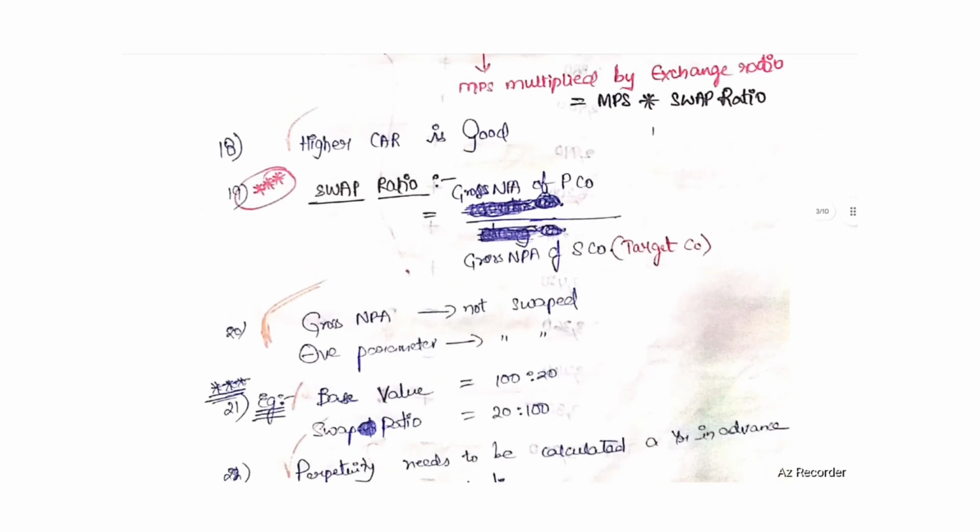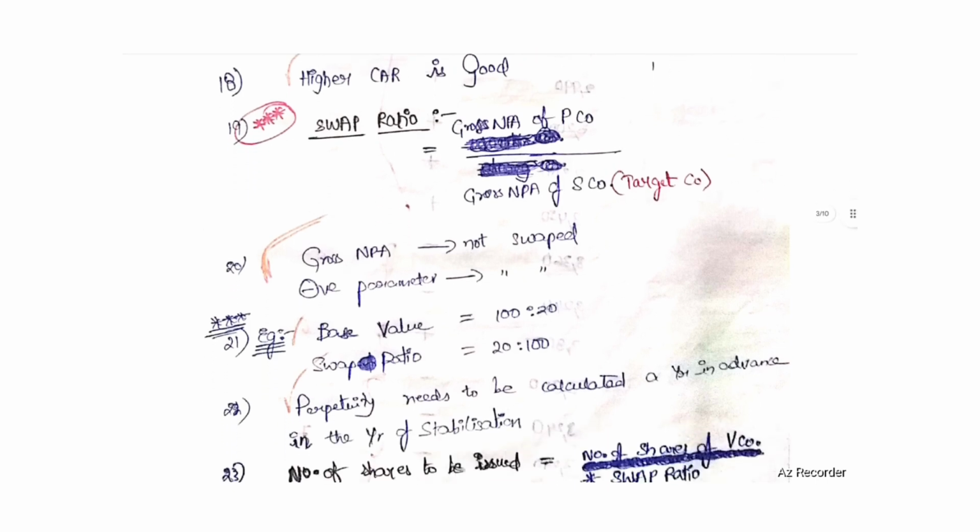Swap ratio, in case NPA, non-performing asset, is there, equals gross NPA of purchasing company divided by gross NPA of vendor company or target company. Gross NPA will not be swapped, negative parameters will not be swapped.